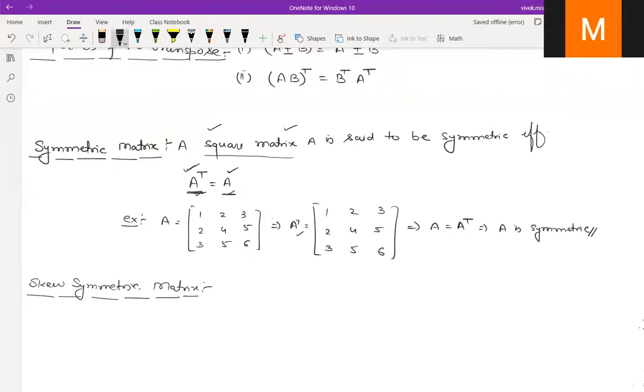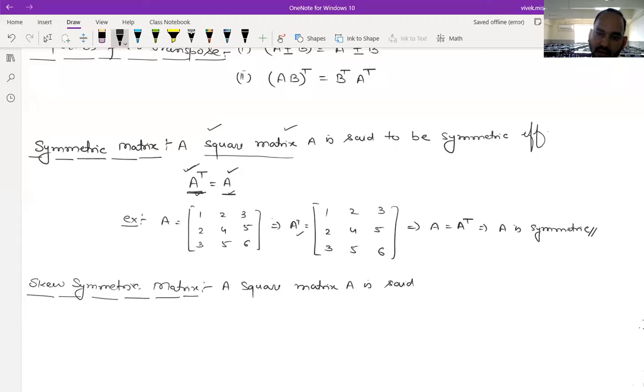Okay. Now, a square matrix A is said to be skew symmetric if and only if A transpose is equal to minus of A.